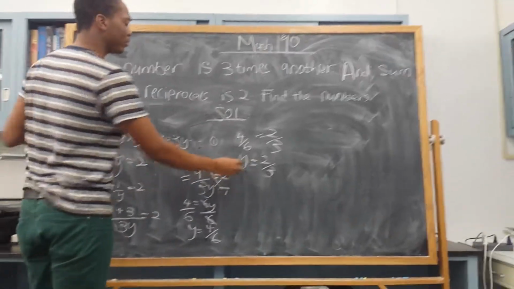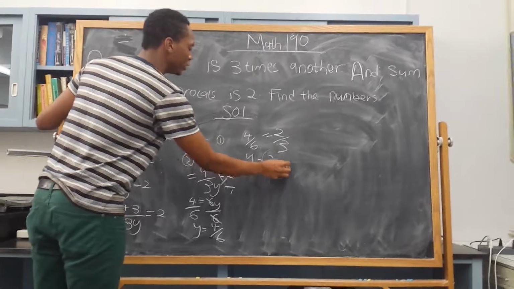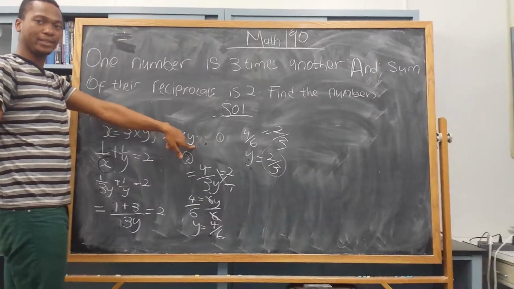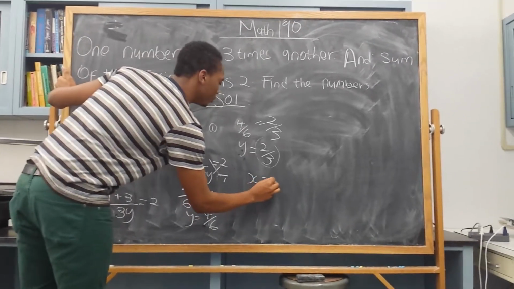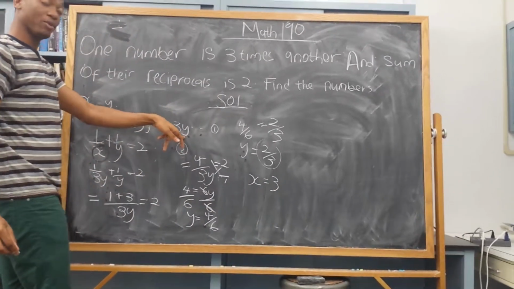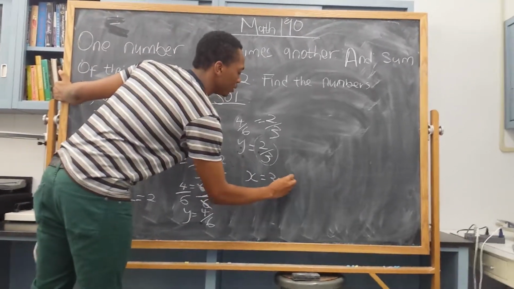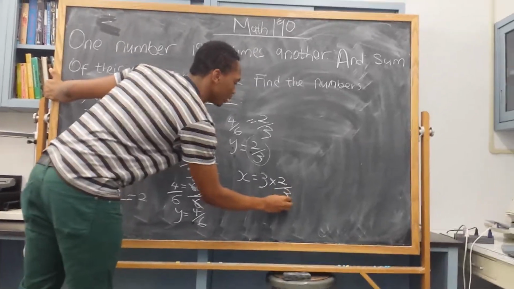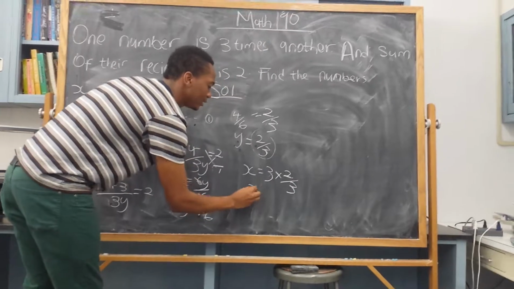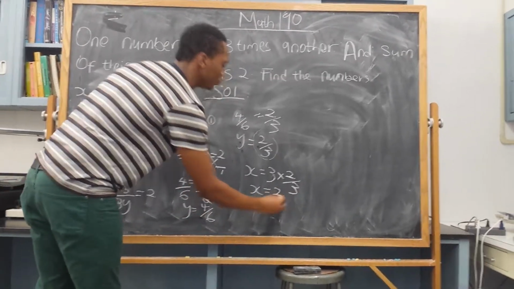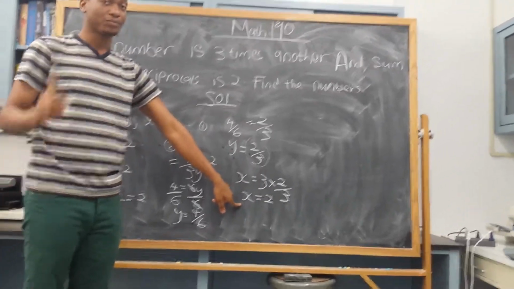You could just easily put this into the first equation to find x. So you have x equals 3 times this y, but instead of this y, you replace it with 2 over 3. This 3 cancels out, so you just have x equal to 2. Now you have the value for y, and we have the value for x.